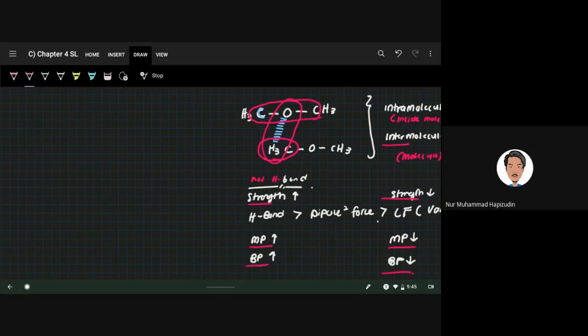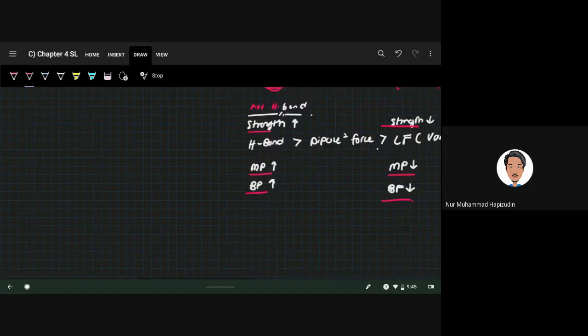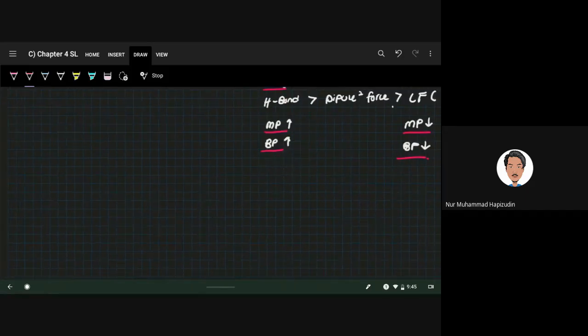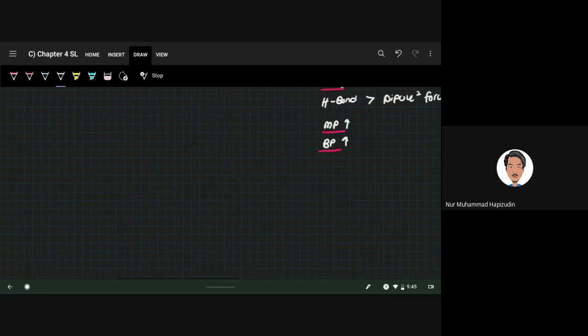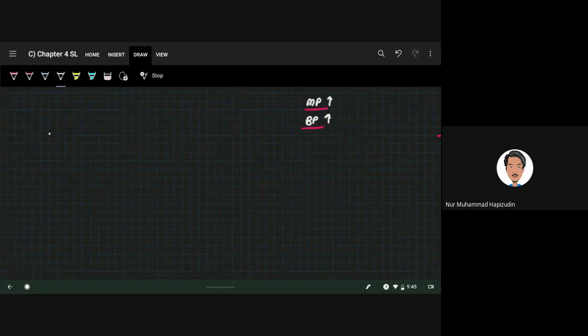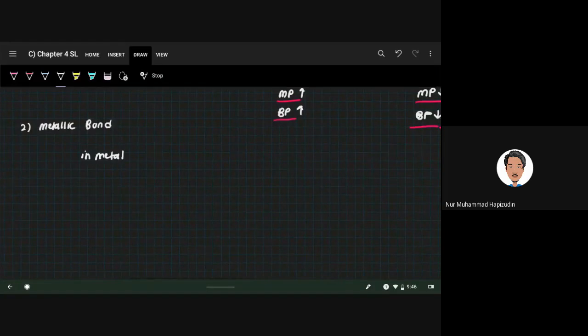Okay, just a little more. One more we call metallic bond. Last one. Metallic bond is not an intermolecular force. Don't get confused. Metallic bond is another force of attraction. The next is metallic bond, actually bonding in metal.